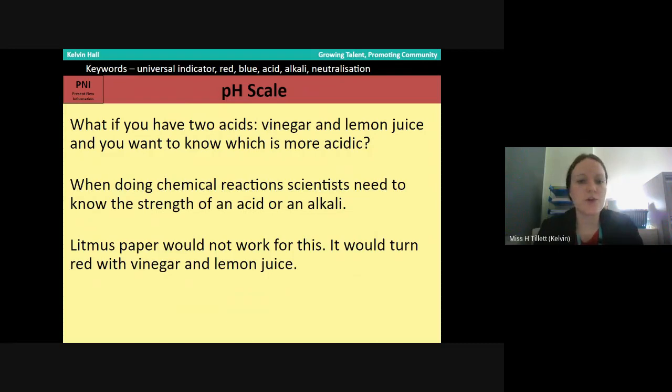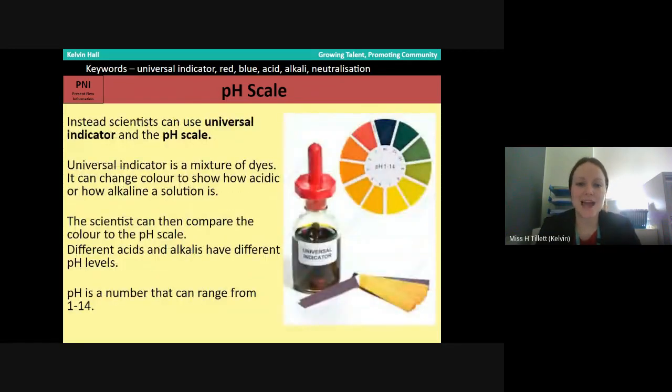Now, if we want to know the difference in the strength of an acid, and that will tell us how harmful it is, we can use something else. Our litmus paper would not work for finding out which one is stronger, or which one is more dangerous. Instead, we would use something called universal indicator. Universal indicator is amazing because it can tell us if something is an acid or an alkali and tell us how strong it is, okay?